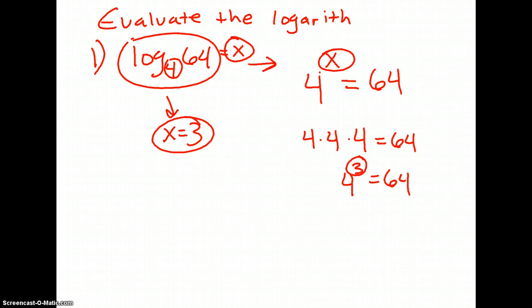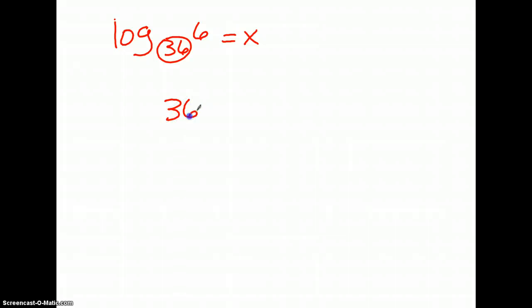Okay, so that was a pretty easy one. Let's go over a little bit more difficult one. So we want to evaluate this logarithm. This is log base 36 of 6. What does this equal? So this is my base, 36 raised to the what power equals 6.